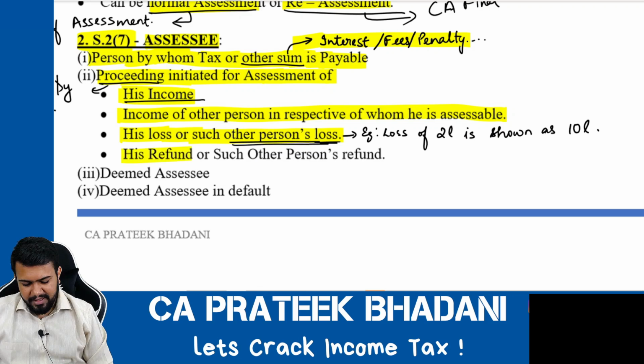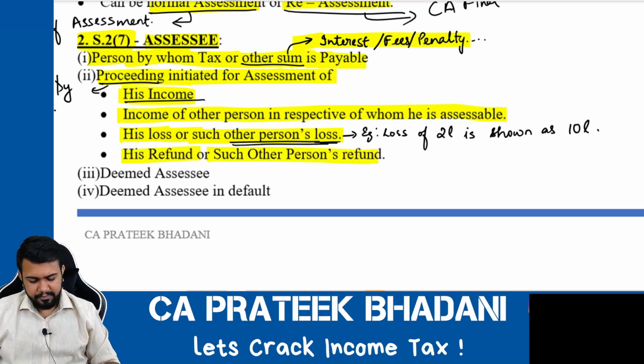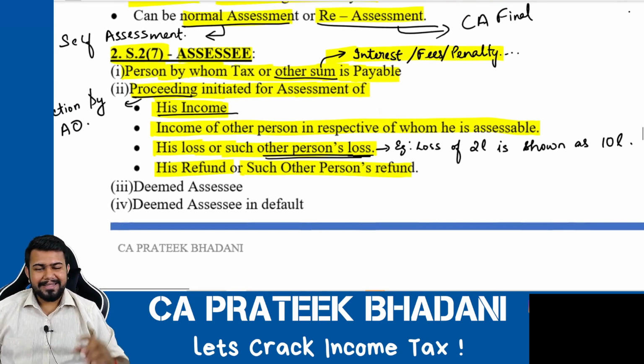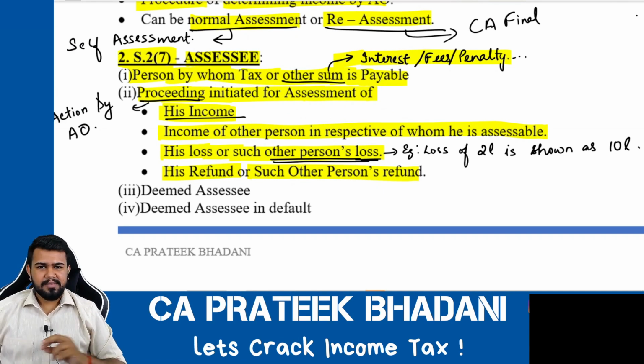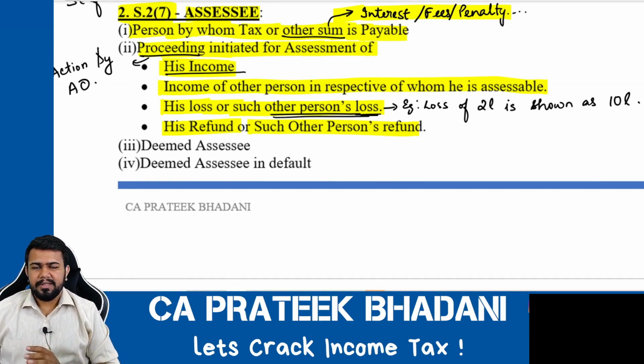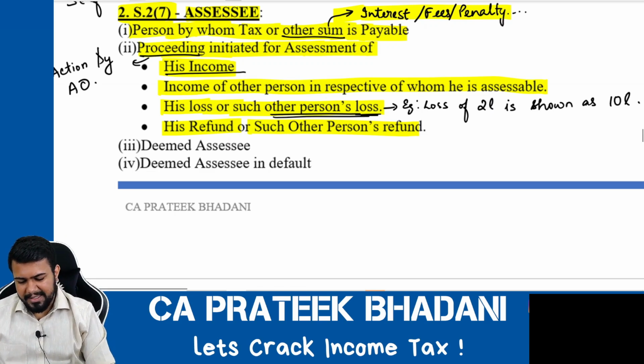Next, his refund or such other person's refund. When I was discussing the steps to calculate total income, I told you that at the end of the calculation, income tax can be payable or refundable. Now, if I am telling the department that my refund should be 1 lakh rupees, but in reality my refund should only be 30,000 rupees, since I am overstating my refund, the income tax officer will come and start a proceeding against me. In such case, I will become an assessee automatically.